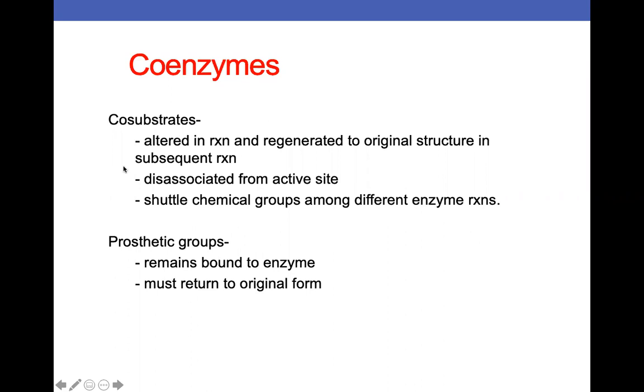So co-substrates can attach and detach from my enzyme. They can actually go to multiple different enzymes. They're not really specific or tightly bound to that one enzyme. That is a co-substrate. It can detach and attach. Prosthetic group remains bound to that one enzyme. It's a lifer. It stays tight with that one enzyme, okay? So that's how you differentiate the 2 types of coenzymes.